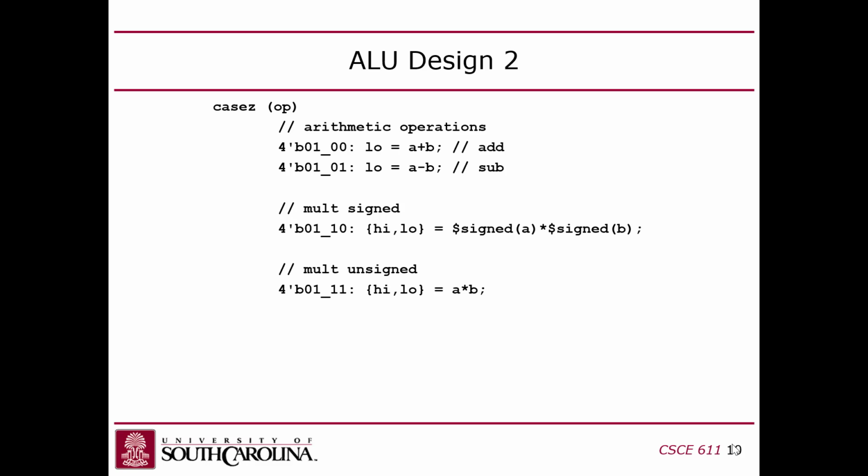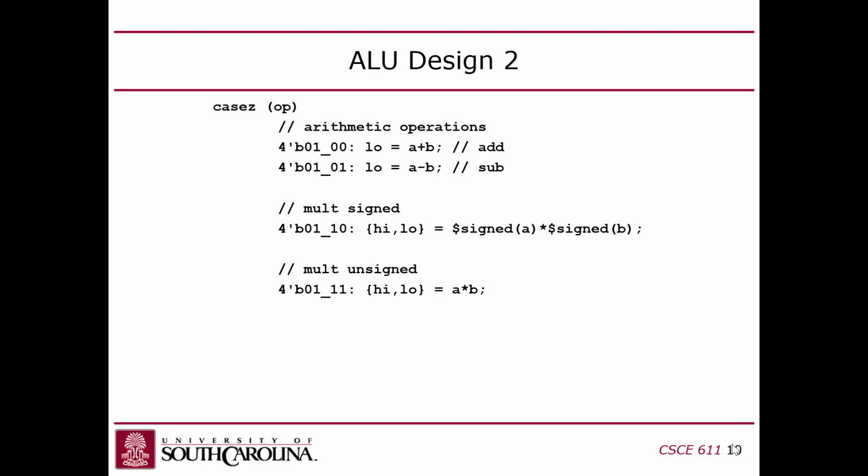Now notice I put underscores in here to separate the different operation families. Each family is denoted by the first 2 bits, the leftmost 2 bits, rather, the most significant 2 bits. So 0100 is my add, 0101 is the subtract, 0110 is the multiply, and 0111 is the multiply unsigned.